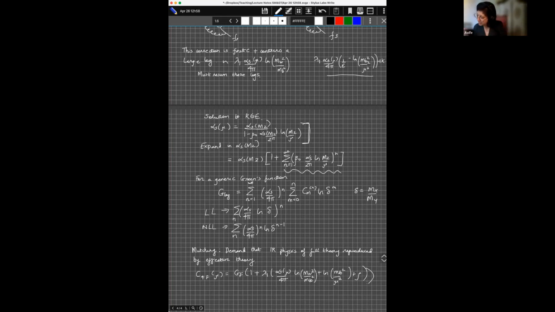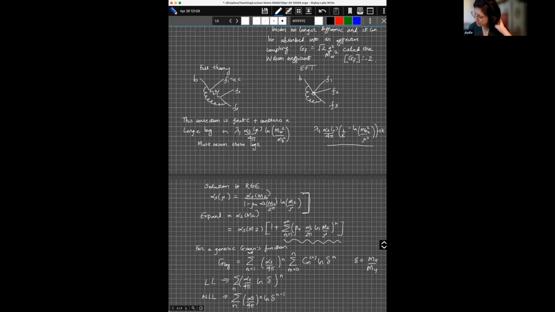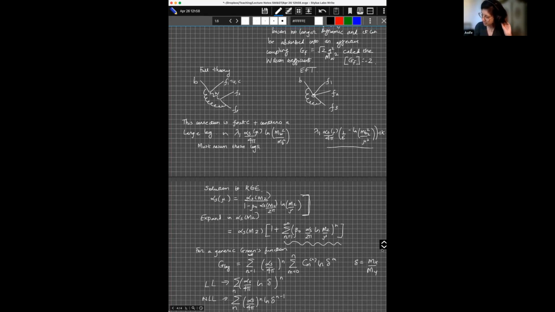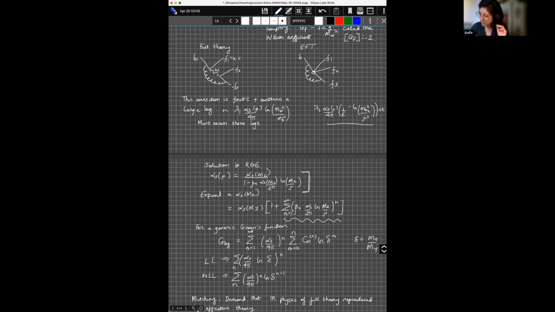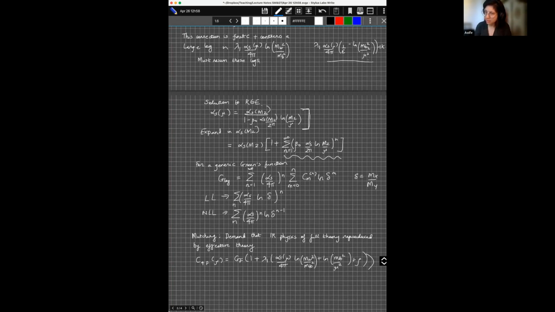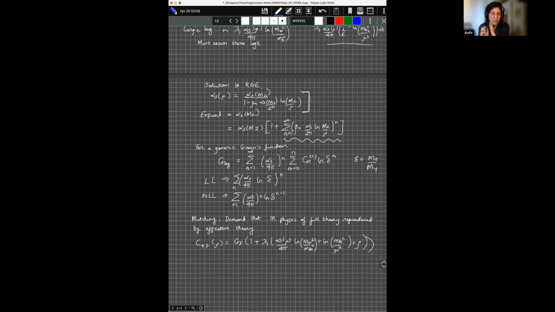Okay, so it looks like the Wilson coefficient in the end just depends on mw squared over mu squared. And the thing that we had calculated here just depends on mv squared over mu squared. So here we could cancel the log by setting mu squared to mv squared. And here we could cancel the log by setting mu squared to mw squared. But obviously, we can't do both.